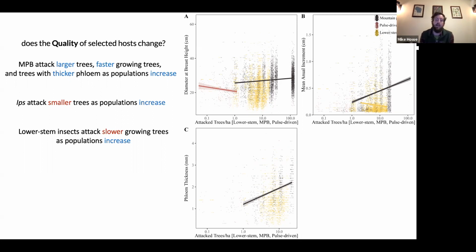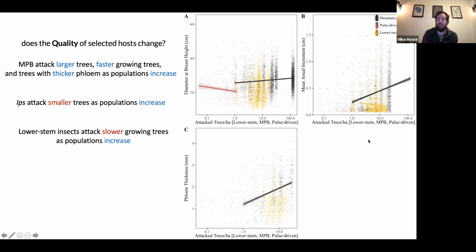And finally, we can look at the phloem thickness, and mountain pine beetle attack trees with thicker phloem as populations increase. This is notable because thicker phloem is implicated in a higher per tree reproductive rate or replacement rate for beetles.